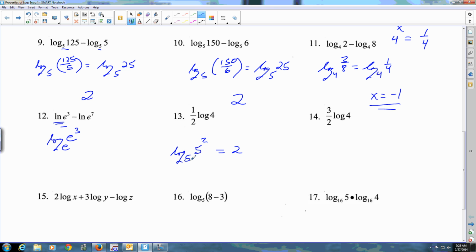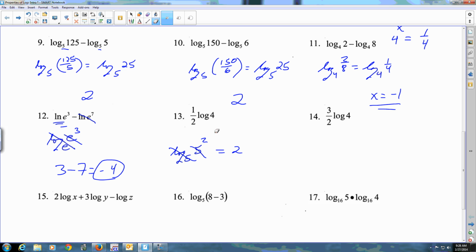So what I want you to see is when the base of the logarithm matches the base of the argument, they cancel out. Okay? When the base of the logarithm matches the base of the argument, they cancel out. So the ln of e cubed is 3 minus the ln of e to the 7th. Those cancel out and you get 7. Your answer is -4. Okay?